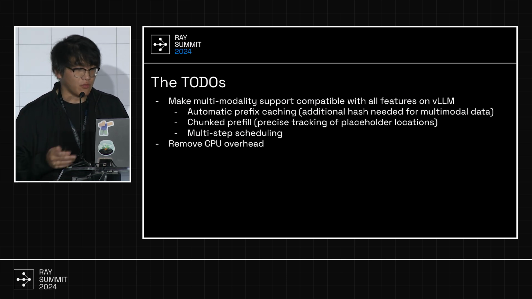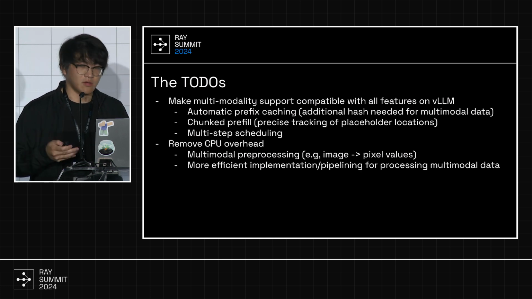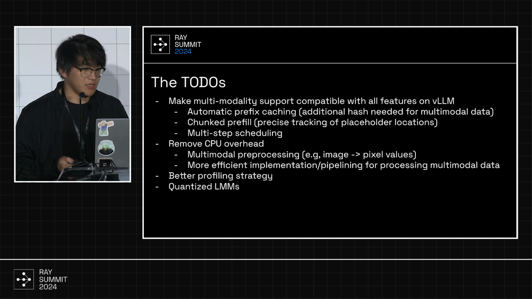On a second track, as Rohan mentioned, CPU overhead is something we really want to get rid of in the whole inference pipeline. But the processing to convert images to pixel values is indeed happening on CPU today. And we want to have a better and more efficient implementation or pipelining to pre-process this multimodal data. And there are a few more items: better profiling strategy, quantized LLMs, and LLMs with LoRAs.